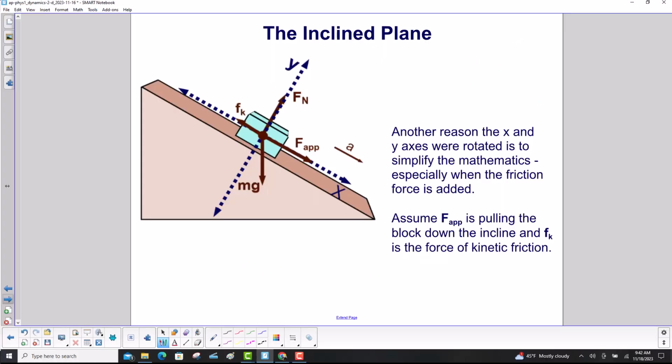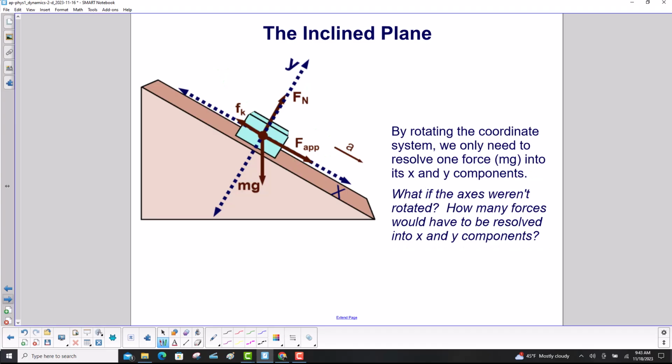Another reason the x and y axes are rotated is to simplify the math, especially when the friction force is added. So let's assume we have an applied force pulling it down the incline, where friction here is in the opposite direction. By rotating the coordinate system, we only need to resolve one force, mg, into its x and y components.